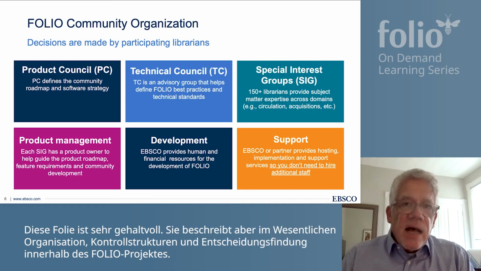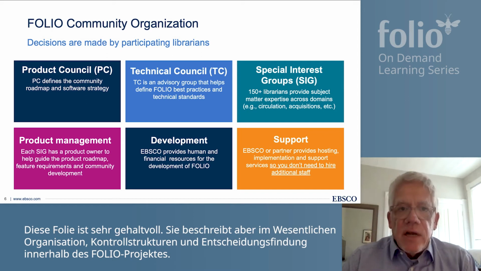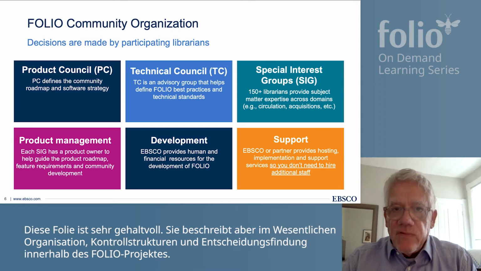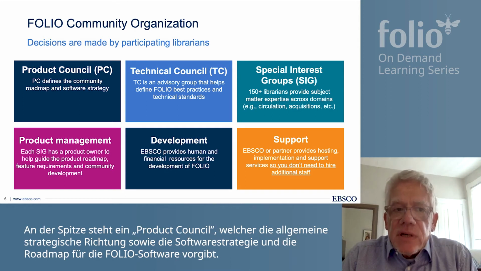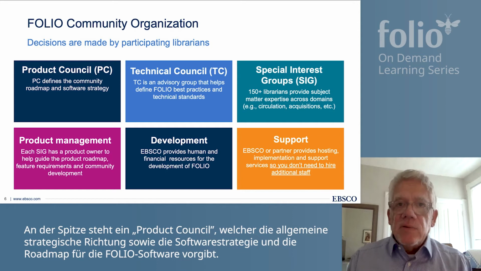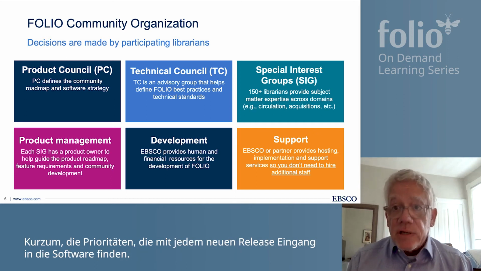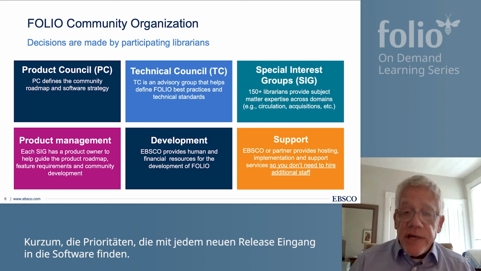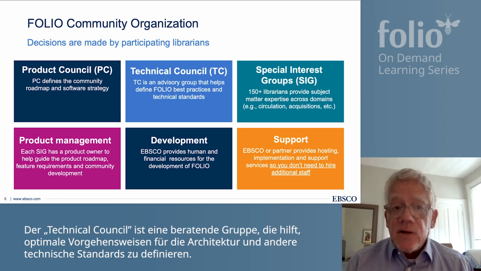This slide has a lot of content, but it really describes the organization, governance, and decision-making within the Folio project. At the top, there is a product council, and the product council determines the strategic direction and the software strategy and the roadmap for the Folio software, really the priorities that are going to go into the solution for each software release. The technical council is an advisory group that helps define best practices for architecture and other technical standards.